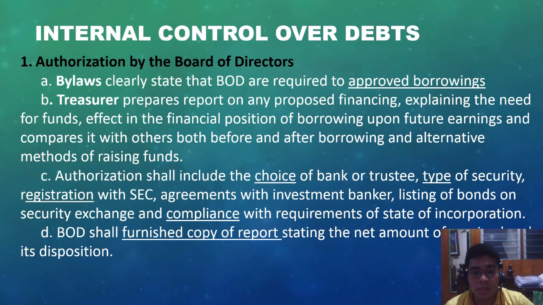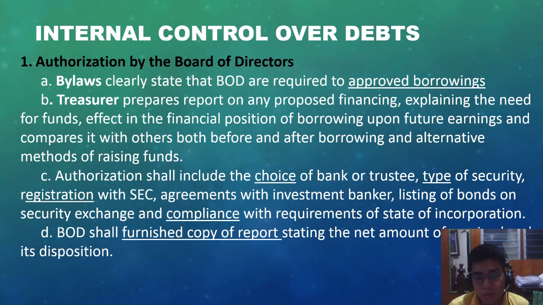So now let's have the internal control over debts. An effective internal control starts with the authorization by the board of directors. In the bylaws of a corporation or a company, it is clearly stated that the board of directors are those required to approve borrowings. The treasurer also prepares a report on any proposed financing, explaining why there is a need for funds, the effect of borrowing upon financial position and future earnings, and comparing it with other alternative methods of raising funds, both before and after borrowing.